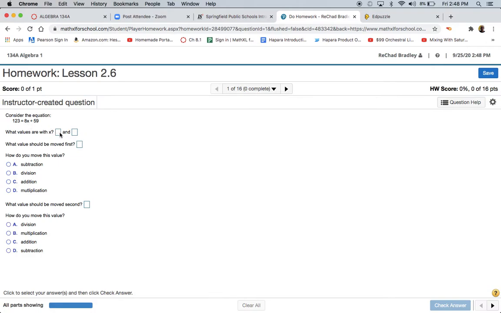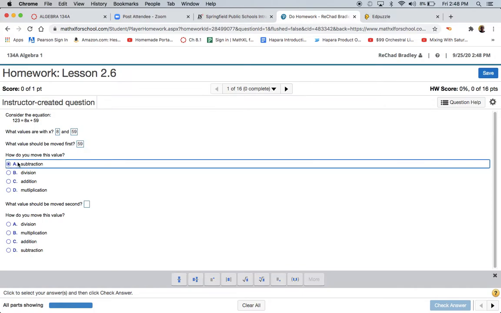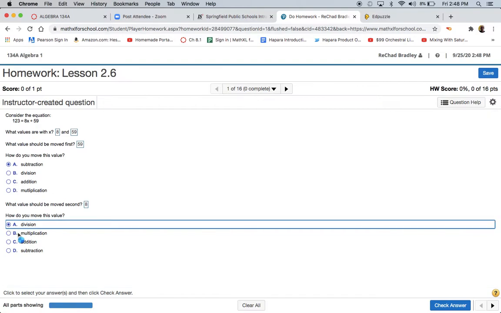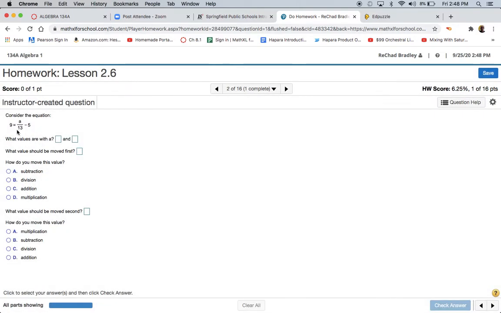The values with x are 8 and 59. And so as long as you can see that, you should be good. Remember, we moved the weaker operations, so 59 would be the first thing to go. And since it's plus 59, we would obviously subtract. The second value to move would be our 8. And the way we move that, because it's 8 times x, is by dividing. So again, the only difference between these questions and the ones that you saw before is that they're flipped around.